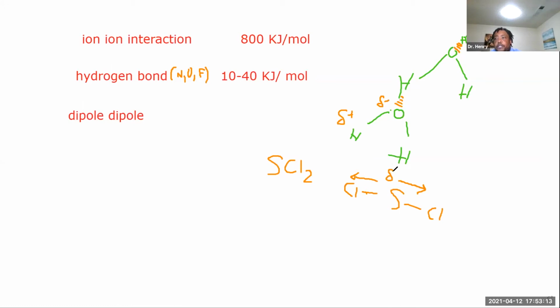so then this guy is going to be partially positive. This guy's going to be partially negative, and then the corresponding guy over here, you're going to have sulfur again and your chloride here, and these guys are going to interact with each other. So that's an example of dipole-dipole. It forms a dipole and is going to be able to interact that way. In that case, the dipole-dipole interaction is going to be about 5 to 25 kilojoules per mole.